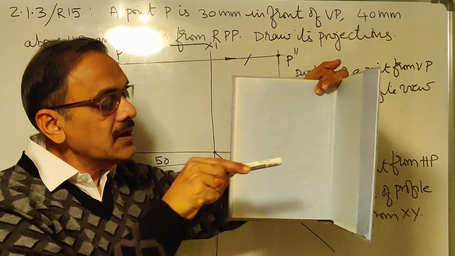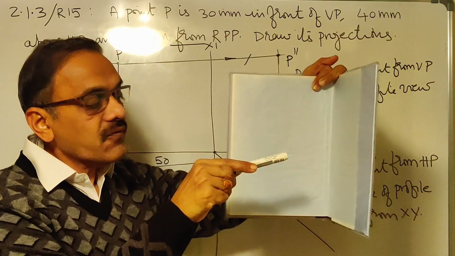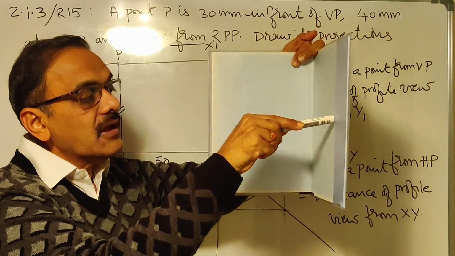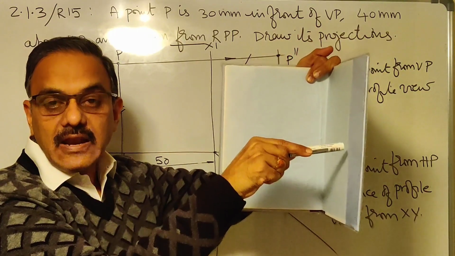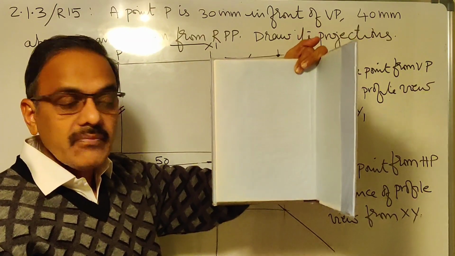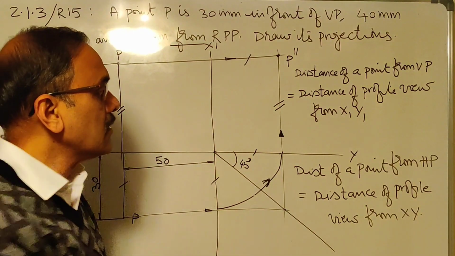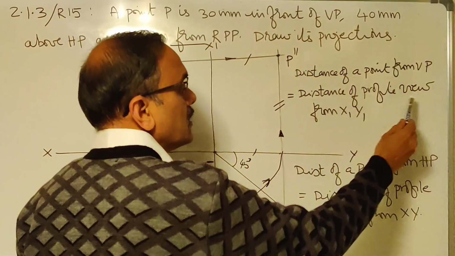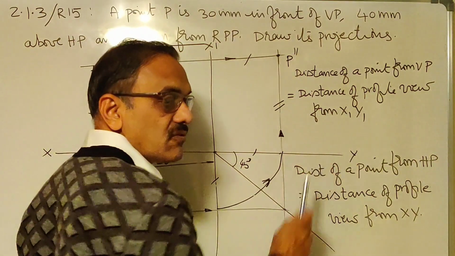So my statement is this: distance of the point from VP is equal to distance of the profile view from X1 Y1 line. Okay, is that understood? The same statement I have written here. Distance of a point from VP is equal to distance of profile view from X1 Y1 line.